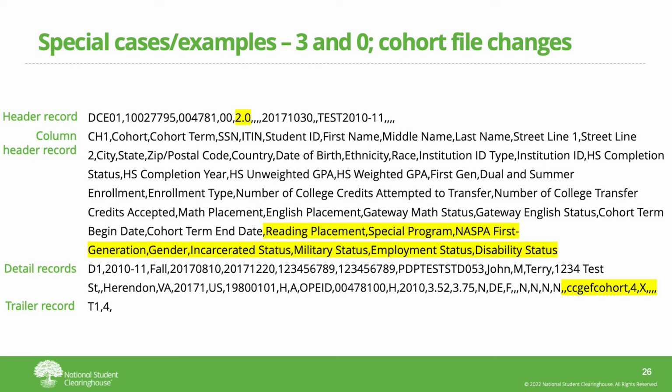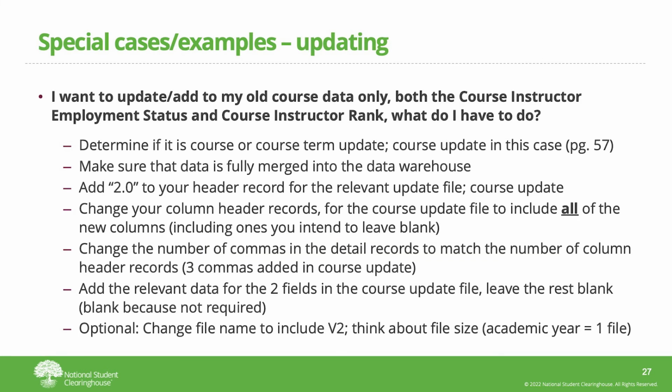So I'm doing special program, NASPA first generation, and gender. So as you can see, I've left reading placement blank. I've added those 3, and I've left the following ones also blank in my detail records. I do want to acknowledge you could potentially switch over both, but you are not required to do that.